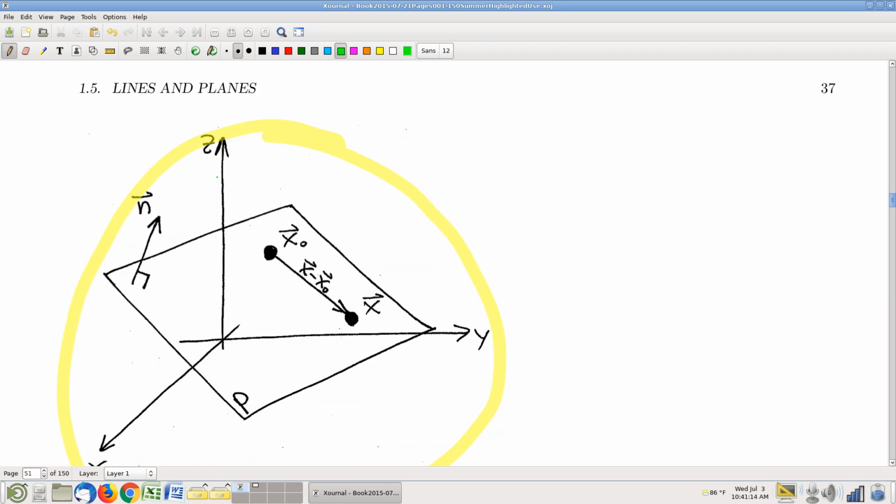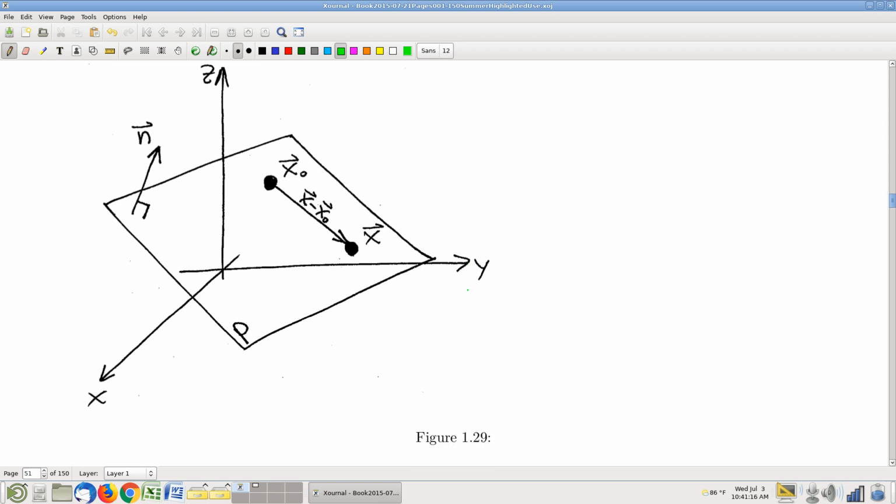Here's the picture. Suppose I am interested in a plane, and I'm going to describe the plane to you by giving you the normal vector, a normal vector perpendicular to the plane, and a base point in the plane. And I claim that those two pieces of information uniquely characterize a plane. There's exactly one plane that is perpendicular to n, and that passes through that point x naught.